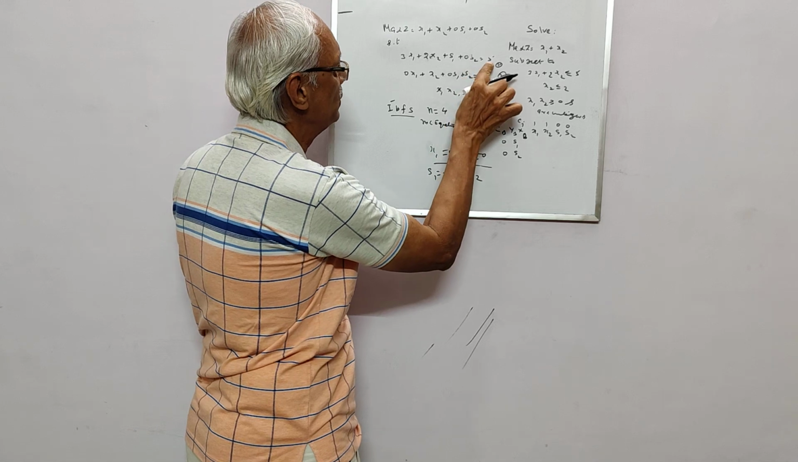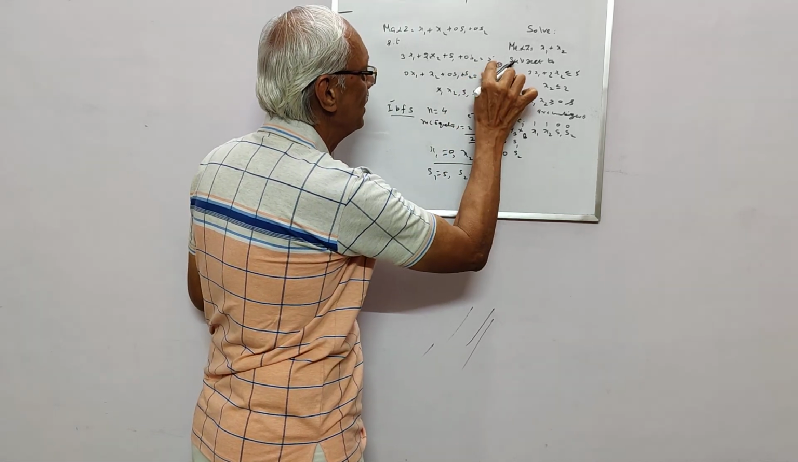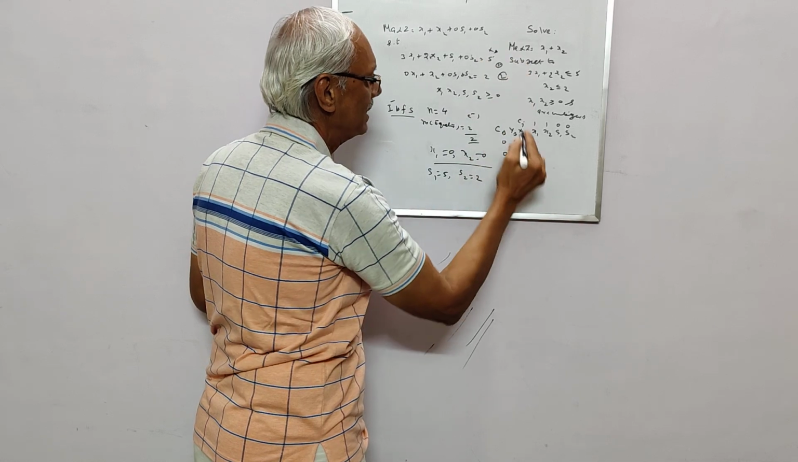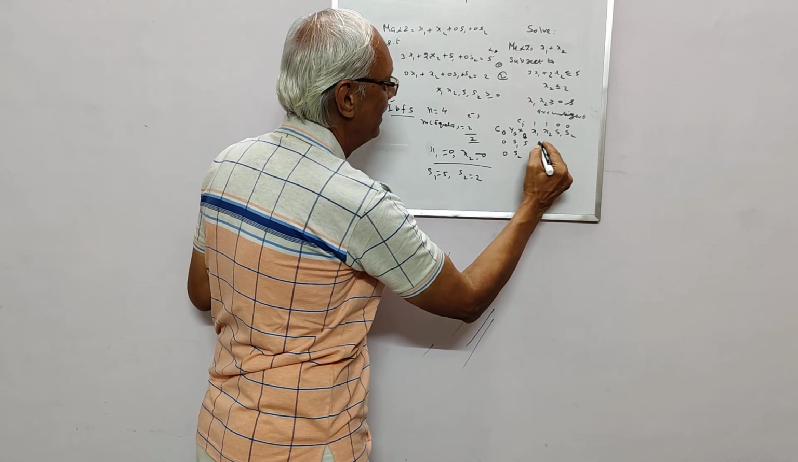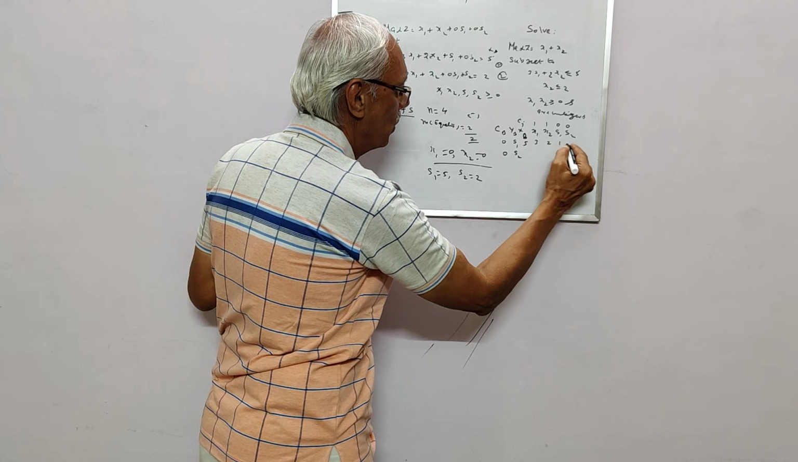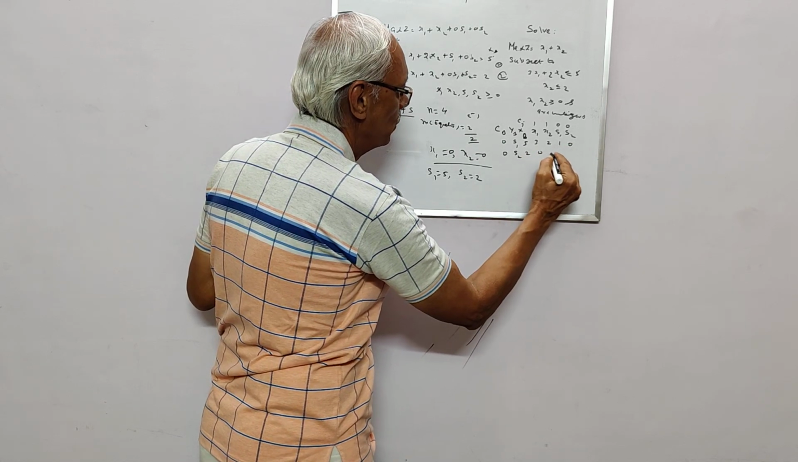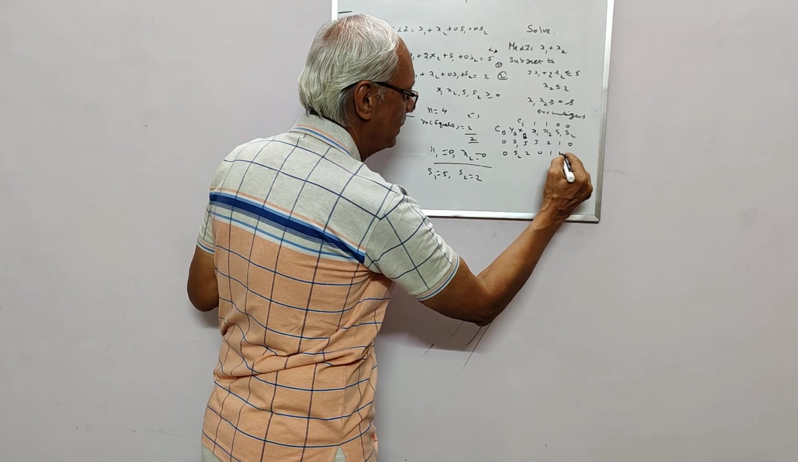Now write this equation. This is your XB. Try to understand. This is your XB value. These are all your XB. So here XB is equal to 5, 3, 2, 1, 0. And the next one is 2, 0, 1, 1, 0, 1.